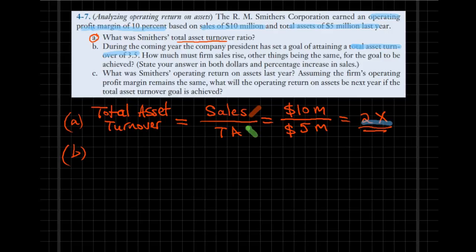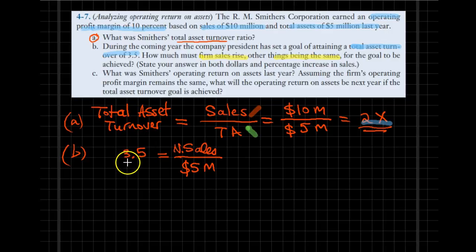And it looks from what's given in the problem that the firm is planning to increase its sales by just keeping its assets fixed. So how can that be achieved? Well, obviously we will use the same formula. In that case, our total asset turnover goal is 3.5. That thing should be equal to the new sales, but that's the new one, so I should probably put an N here in front. That's the new sales, keeping total assets fixed at $5 million.